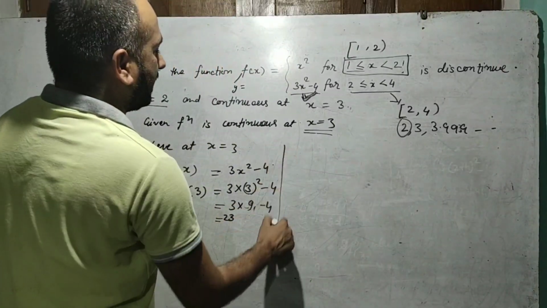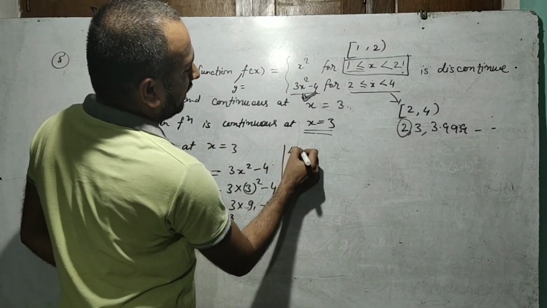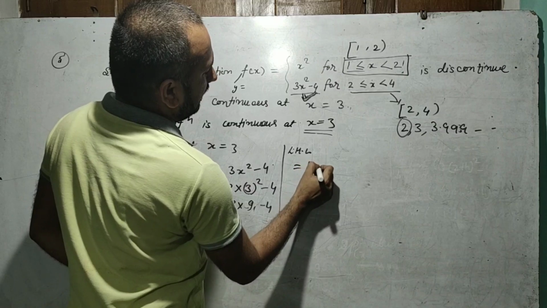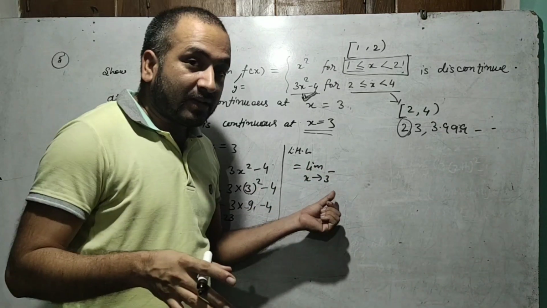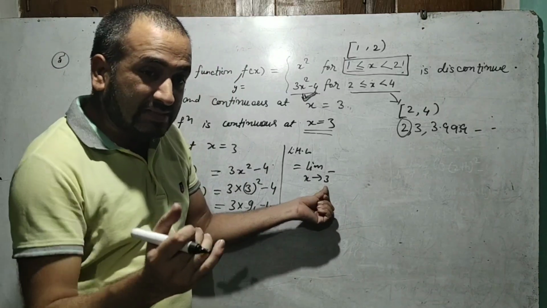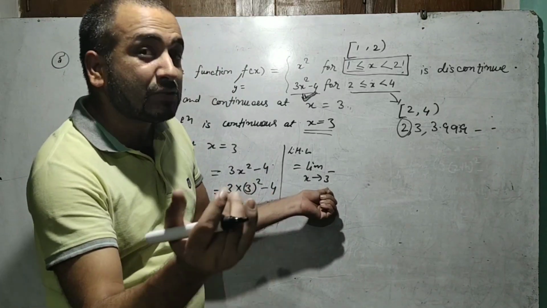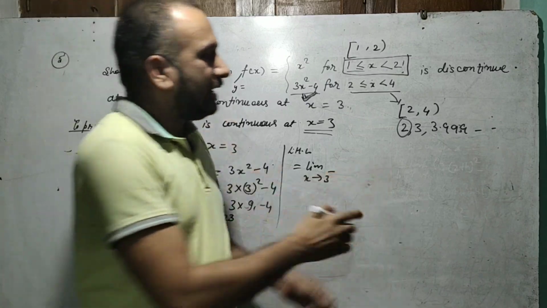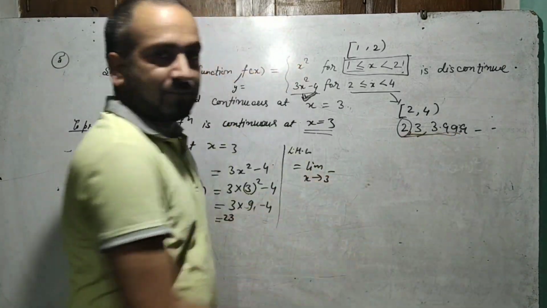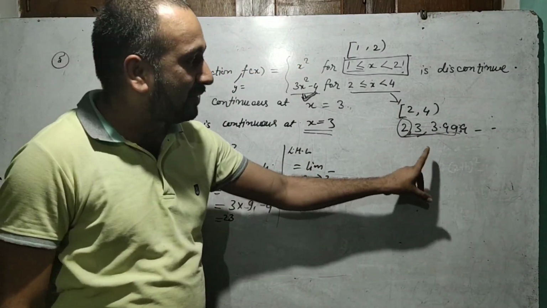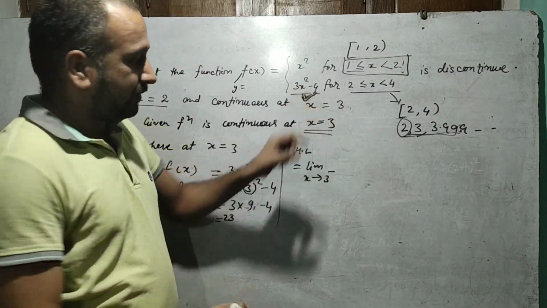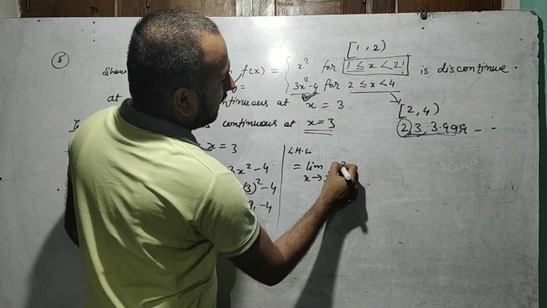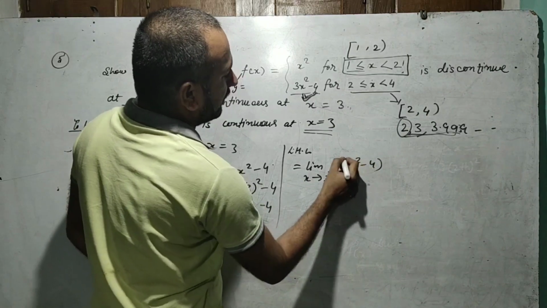So now let's check here. What is the left hand limit? Left hand limit means limit x tends to 3 from the left, meaning x approaches 3 from the left, like 2.999. Of course it will refer to this interval, because 2.999 belongs to this interval. So f(x) will be 3x square minus 4.